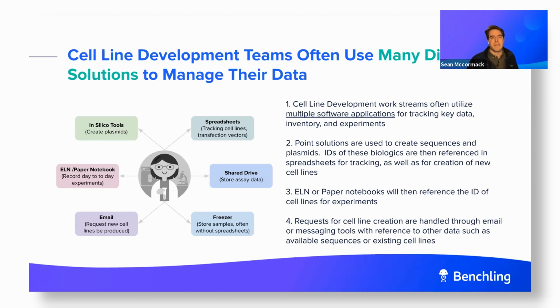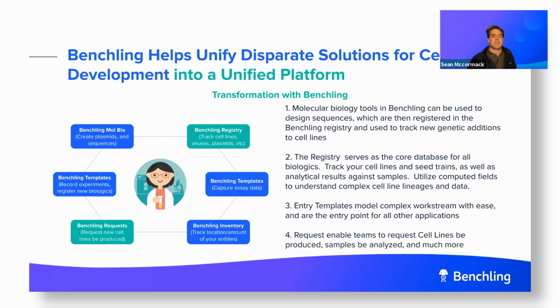And so what we want to do with Benchling is take these many disparate solutions that we see cell line development teams using and unify them into a single platform. A transformation in Benchling will look like your team doing your molecular biology work for the creation of plasmids and sequences in the Benchling platform itself. You can register those plasmid sequences and primers directly in the Benchling registry, and you can use the Benchling registry, as Wendy's shown, to track your cell lines, your viruses, your plasmids, and any other data that has significant metadata that you want to know about.